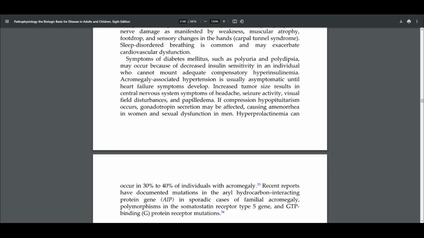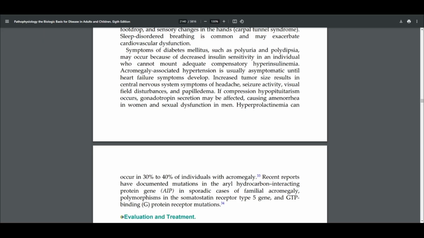Symptoms of diabetes mellitus, such as polyuria and polydipsia, may occur because of decreased insulin sensitivity in an individual who cannot mount adequate compensatory hyperinsulinemia. Acromegaly-associated hypertension is usually asymptomatic until heart failure symptoms develop.